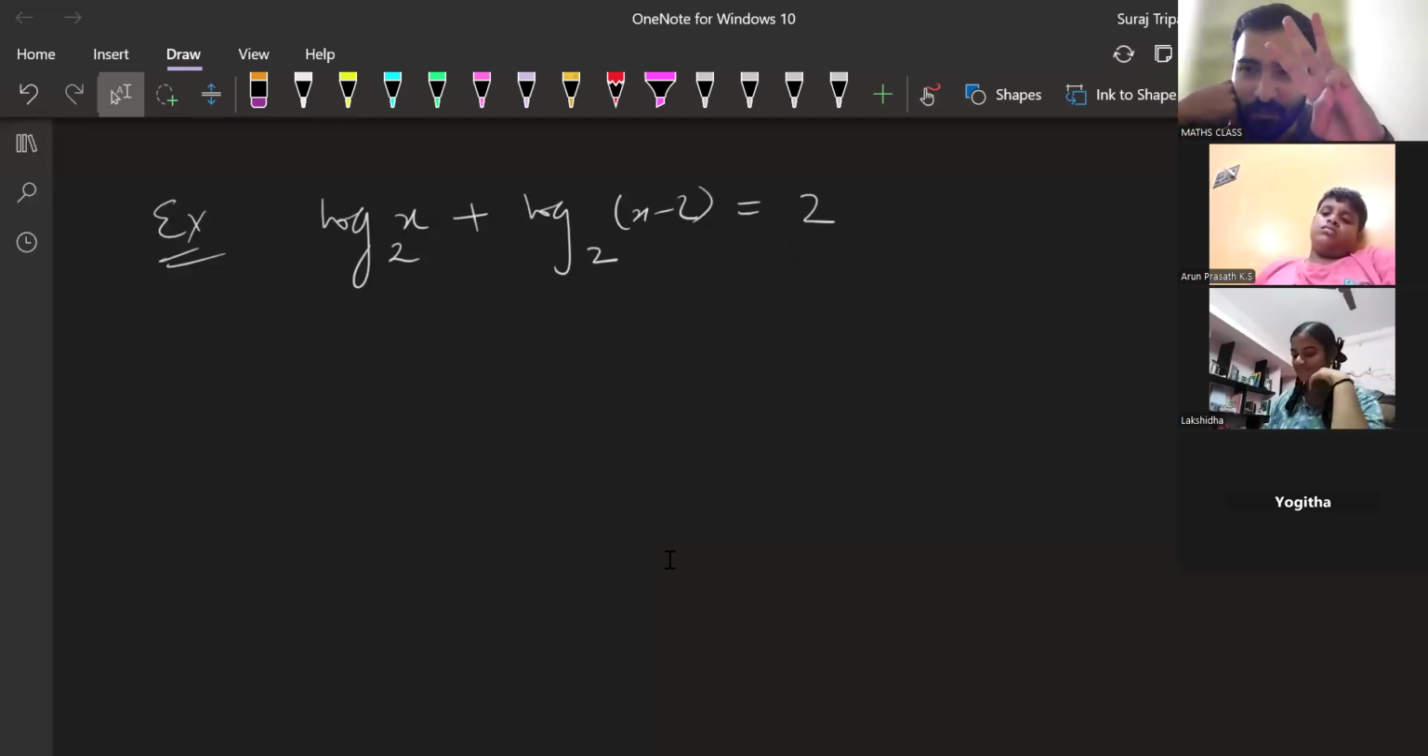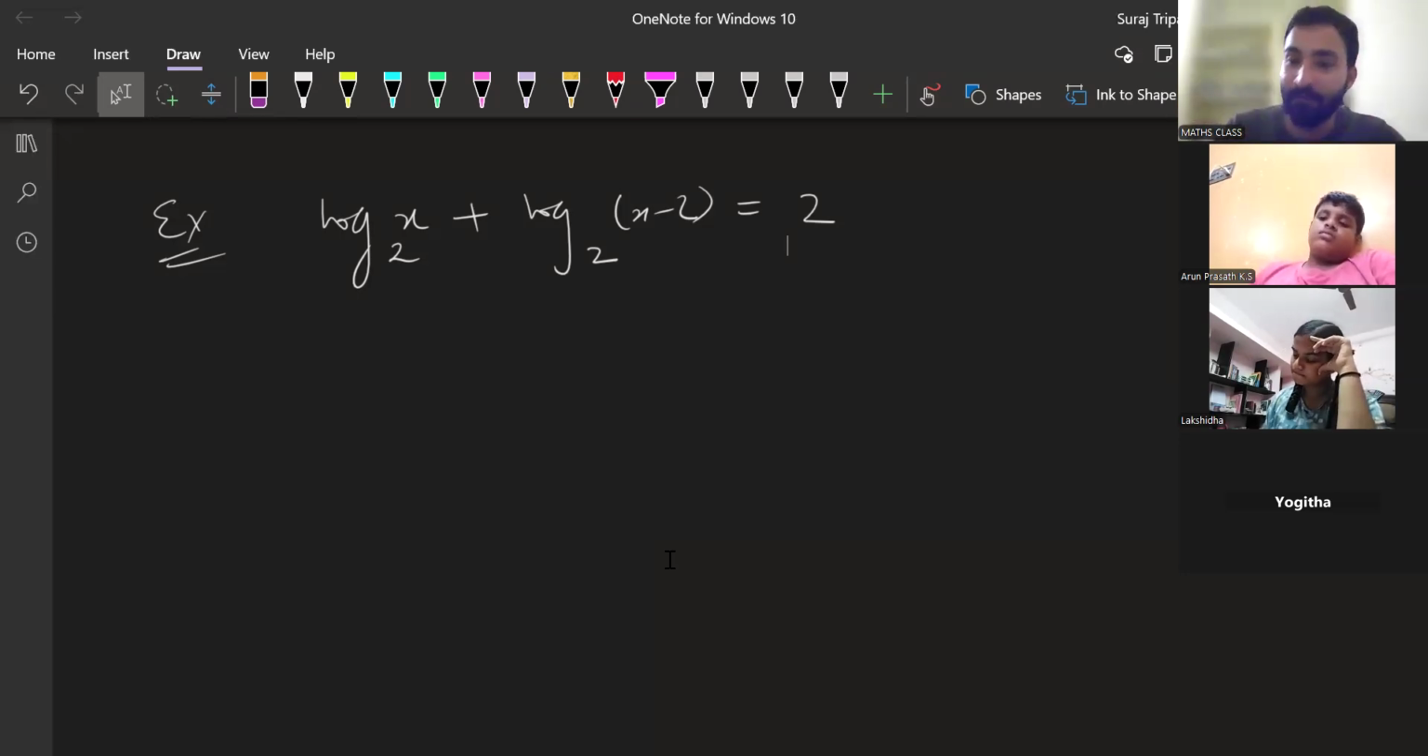There are three most important conditions for log. One is base should be greater than 0, base cannot be equal to 1, and argument should be greater than 0. These are very important. These are called Brahmastra, right? By using these three properties, you will solve the questions.